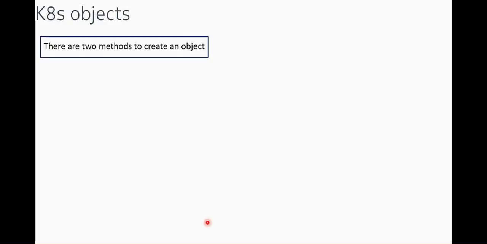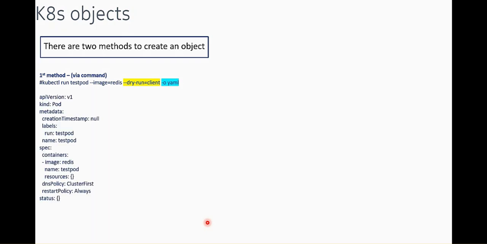There are two methods to create an object. The first one is via command line. This is the command to create a pod, basically, and the dry-run and the -o yaml options are highlighted in front of you. You have to remove them. As soon as you run this command, this kind of configuration will be created inside your cluster, which you can check via the edit command.